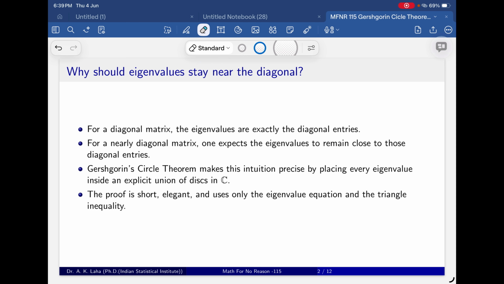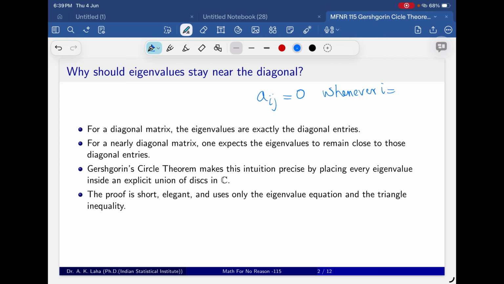A diagonal matrix is a matrix all of whose non-diagonal entries are 0. If Aij is a non-diagonal entry, that is i is not equal to j, then Aij is equal to 0. So such a matrix is called a diagonal matrix.